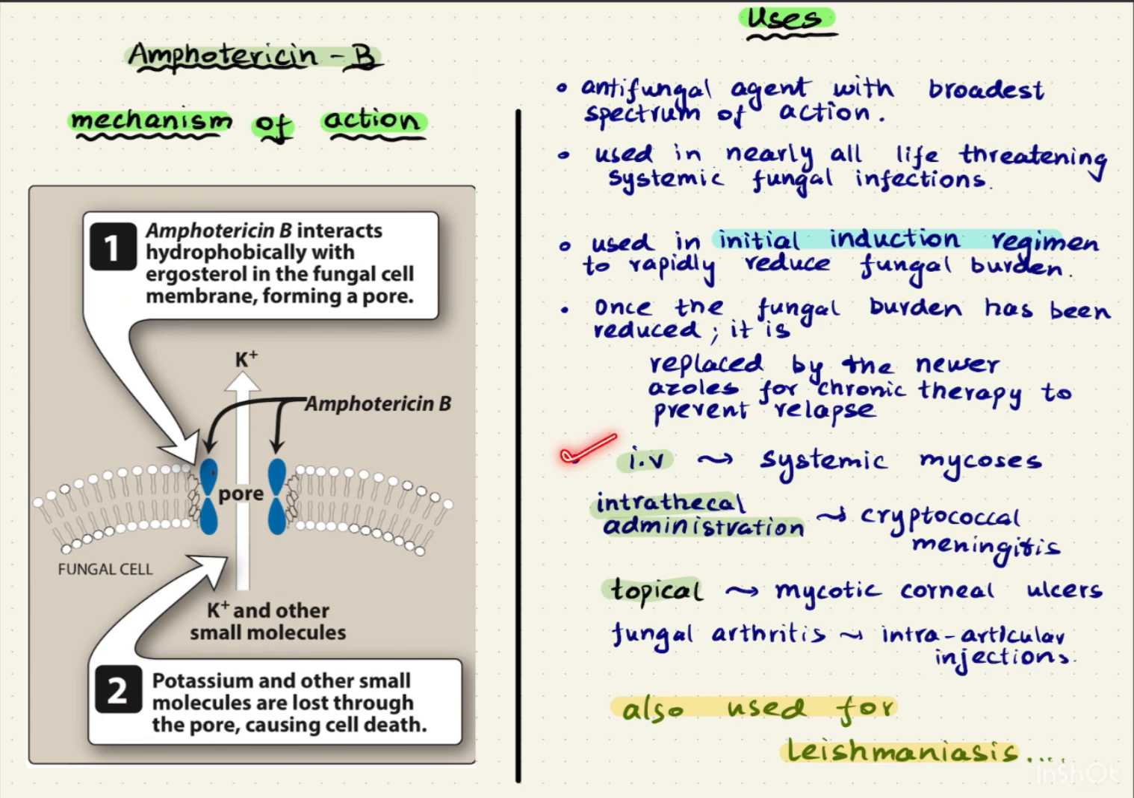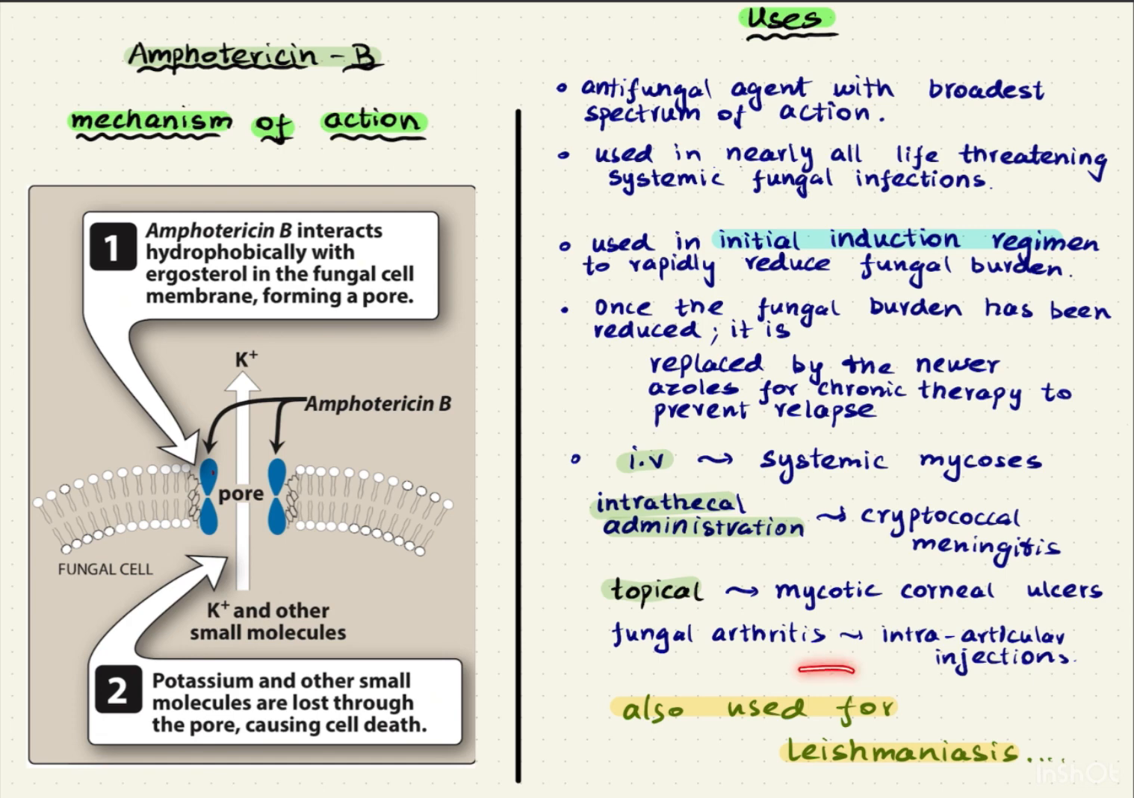Now, intravenous administration of amphotericin B can be done for the treatment of systemic mycosis, and in case of cryptococcal meningitis, any forms of meningitis, intrathecal administration of amphotericin B is preferred because amphotericin B has poor penetration into the CSF if given intravenously. So it has to be administered intrathecally for that purpose. And topical application of amphotericin B can be done for mycotic corneal ulcers, and for fungal arthritis, intra-articular injections of amphotericin B can be given.